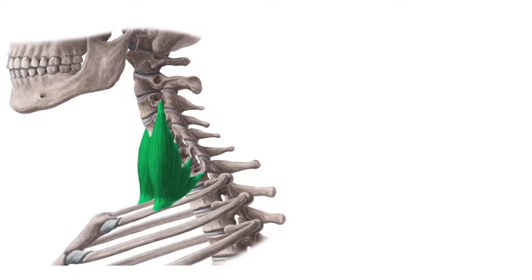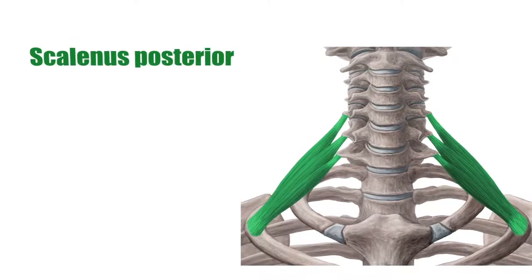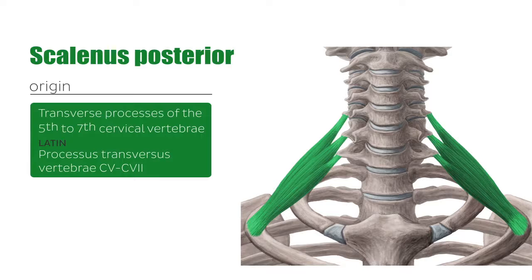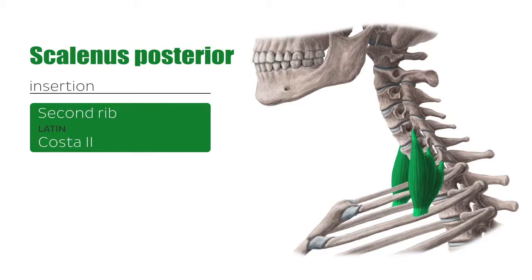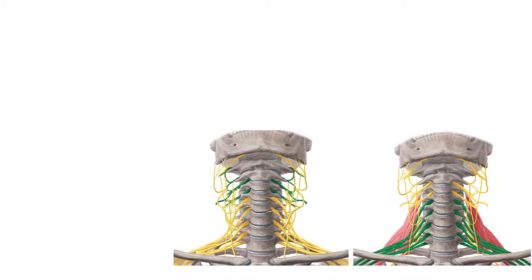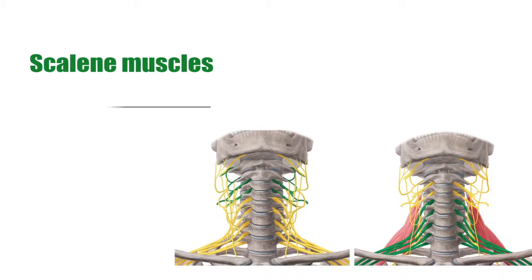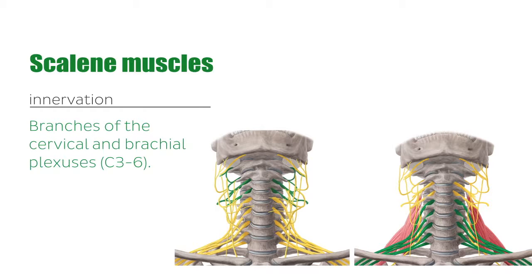Last on our list is going to be the posterior scalene. In terms of origin point, it has an origin at the transverse processes of the 5th to 7th cervical vertebrae. And instead, it's going to go all the way to insert, not on the 1st rib, but this time at the 2nd rib. Now, in terms of the innervation of the different scalene muscles, these muscles are going to be innervated by direct branches of the cervical and brachial plexuses.